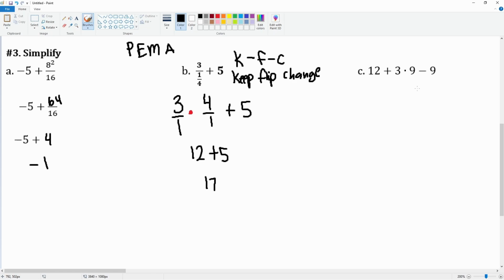Next, we have 12 plus 3 times 9 minus 9. There's no parentheses. There's no exponent. So we have to do the multiplication first. The first thing is the 9 times 3, which is 27. Bring down the 12. Bring down the minus 9.